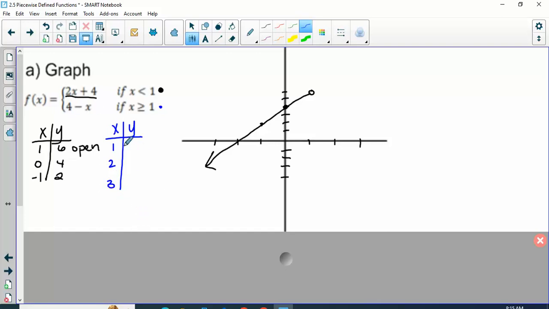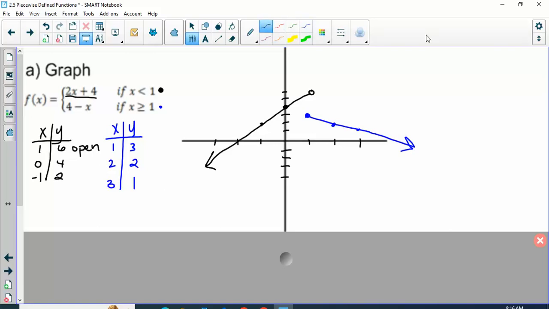So if we plug in 1, 4 minus 1 is 3. So (1, 3) is a closed circle on the graph. We put in a 2. 4 minus 2 is 2. Put in a 3. 4 minus 3 is 1. And this time it's going to the right because we were plugging in things bigger than 1.